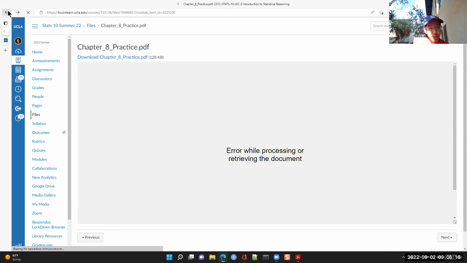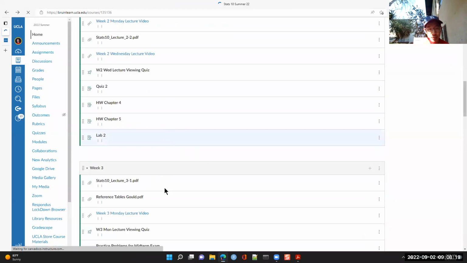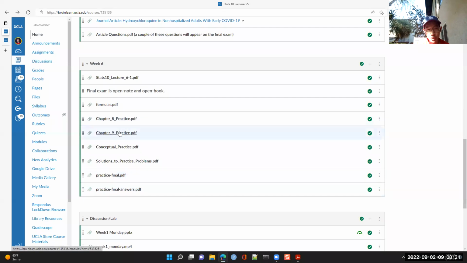Okay, well, it says error, but it should be there. Okay, chapter 8 practice, chapter 9 practice, also some conceptual practice problems. I realized these conceptual practice problems that I've posted perhaps overemphasize type 1 and type 2 error, and maybe the conceptual problems that I put on the final exam will focus on content other than just what is type 1 error and what is type 2 error and what do they mean, but they're there, okay?